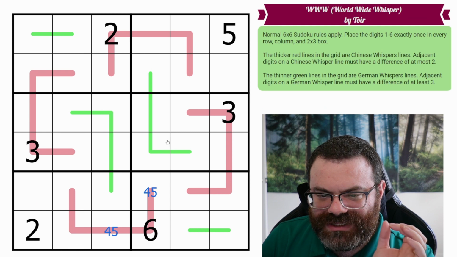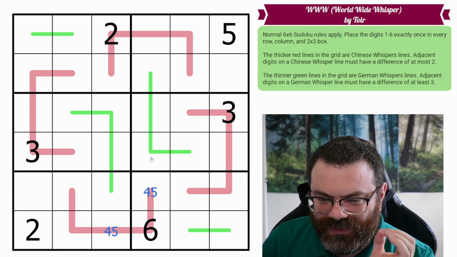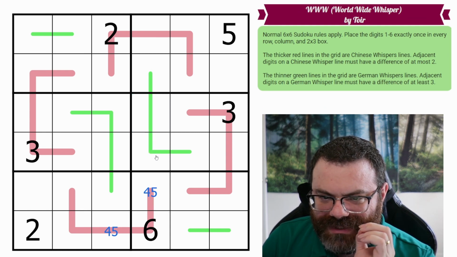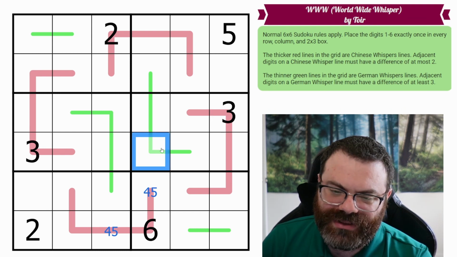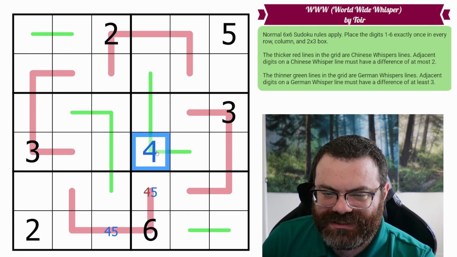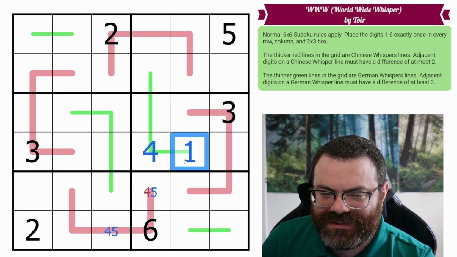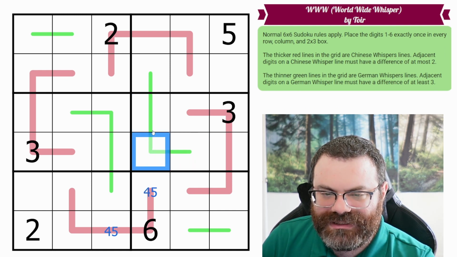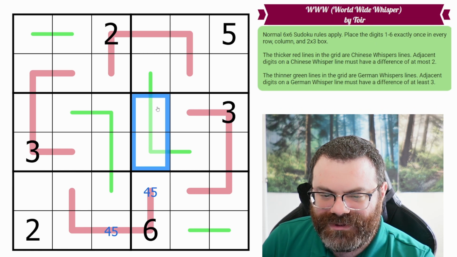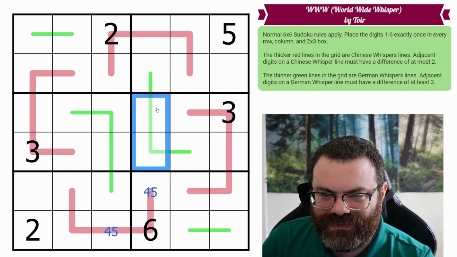The restricted digits on these German whispers are 3s and 4s because 3 can only be next to 6. So for example, even if there wasn't a 3 there, let's do a 4 then. I could never put a 4 here. If I put a 4 here, one of these can be 1, but the other one has no value because it can't be a 1 and nothing else is 3 away from 4. So this can't be 4, this can't be 4. So this could be 4 though, that's the issue.